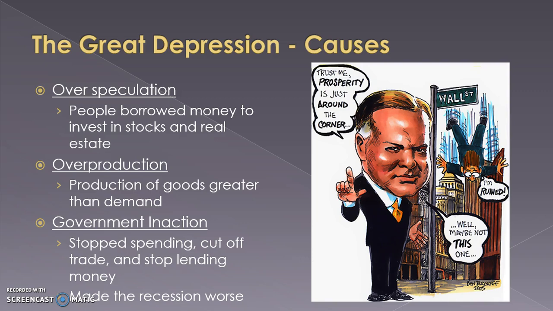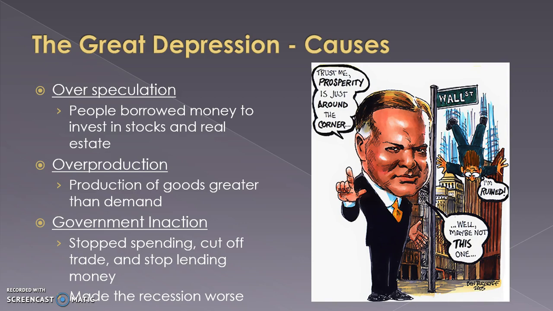We also see the overproduction of goods. So factories just started cranking out goods when there really wasn't that big of a demand for them. When you saturate the market with your products, that brings prices down, and so eventually the products are sitting on a shelf and they're not selling.